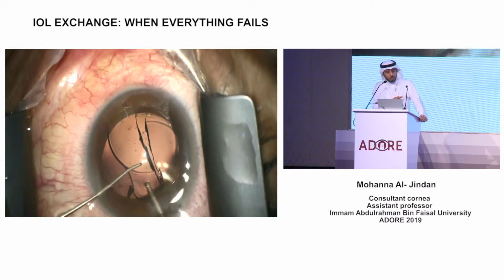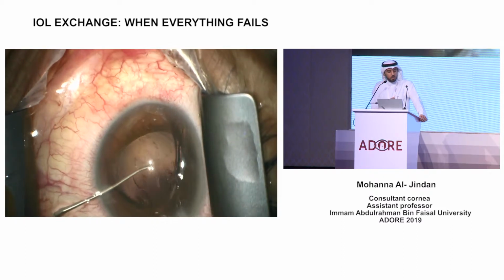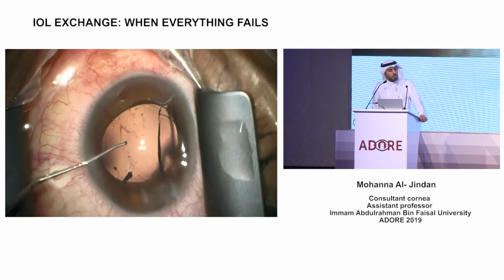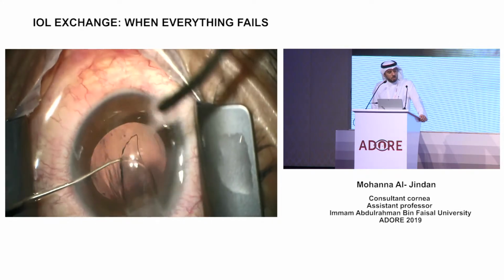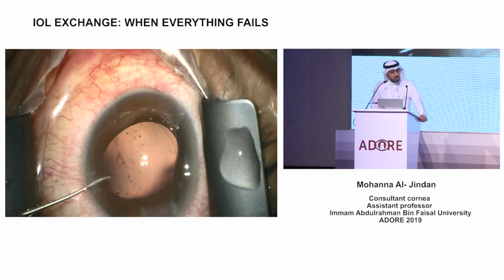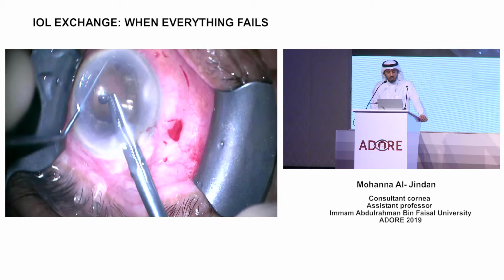Due to the length of the IOL, you should be very careful while externalizing it not to harm the capsule. So you should put a second instrument under the IOL just to protect your capsule, and then after assuring the integrity of the capsule and the bag, you can implant another IOL.